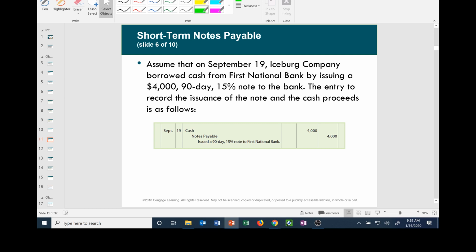All right, what is the interest on that note, folks? How much? 150. And nobody should have any trouble, I hope, finding $150 interest on that note. It's just 4,000 times 15% times 90 over 360, which is 1/4.